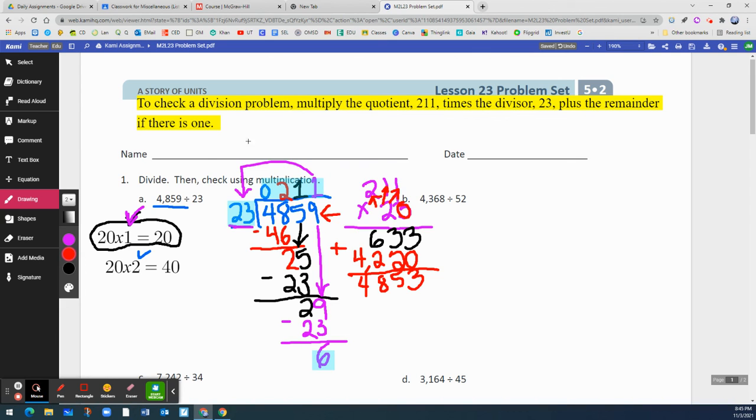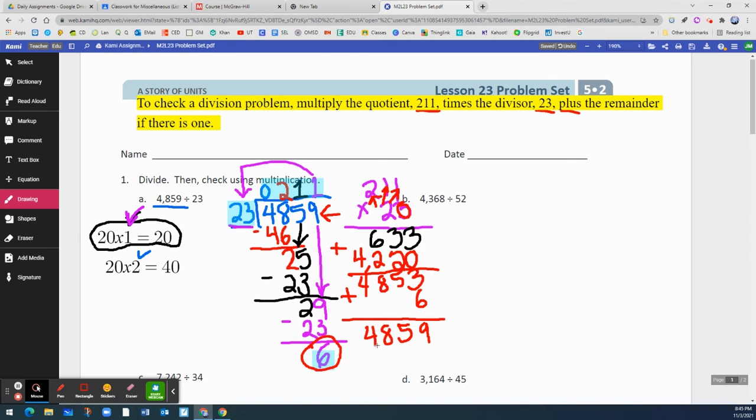Because the instructions say multiply the quotient 211 times the divisor 23 plus the remainder if there's one. The remainder in this case is 6. So we're going to add the remainder to the total here. And this is how we check the division. 3 plus 6 equals 9. And 5 plus 0 equals 5. 8 plus 0 equals 8. And 4 plus 0 equals 4.